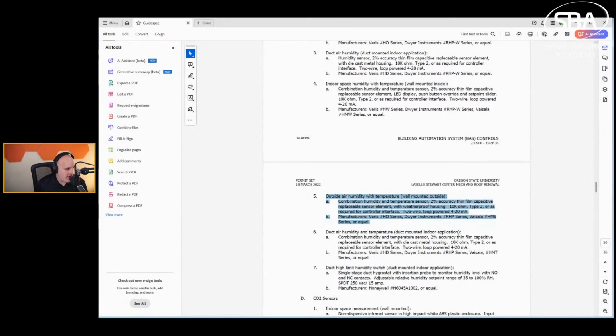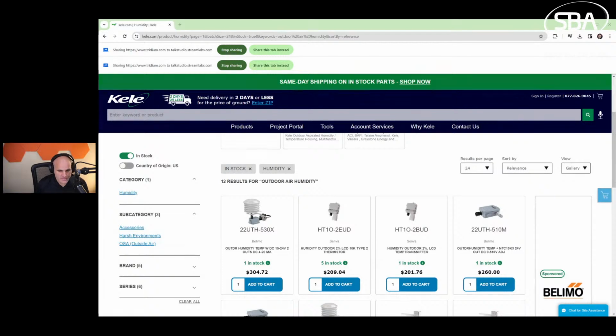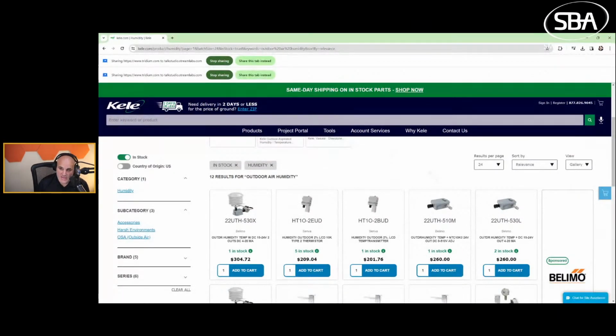From there, I would go to, and for this I'm going to be using Kele right here. I always feel like I'm pronouncing their name wrong. But I'm going to go to their site. We don't endorse any company. They just have a pretty easy site for me to navigate. I've ordered a lot of stuff through them, but your distributor or controls provider or parts warehouse of choice will most likely have the same equipment.